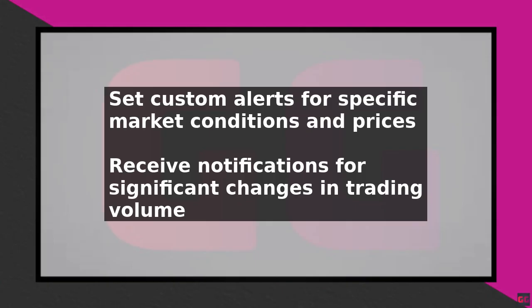In addition to these features, Robinhood Legend also provides users with access to extended trading hours. This allows users to trade before and after the regular market hours, giving them more flexibility and control over their trading activities. To access extended trading hours, navigate to the Trade page and select the Extended Hours option.